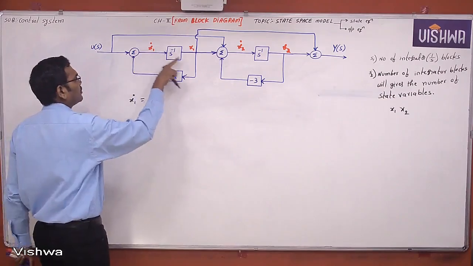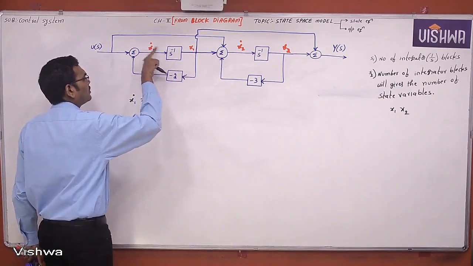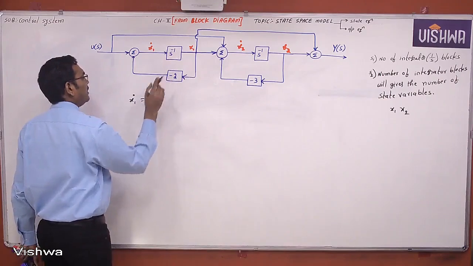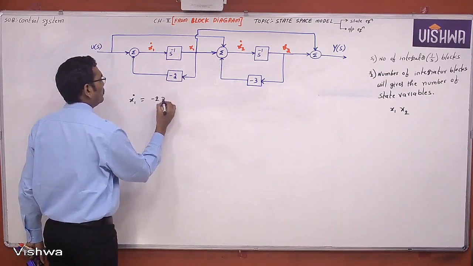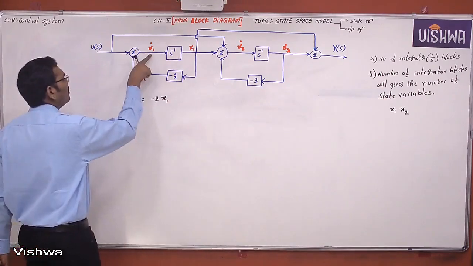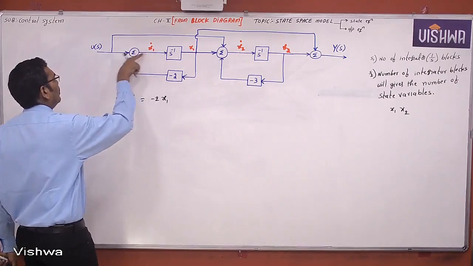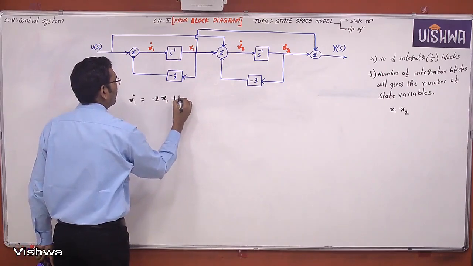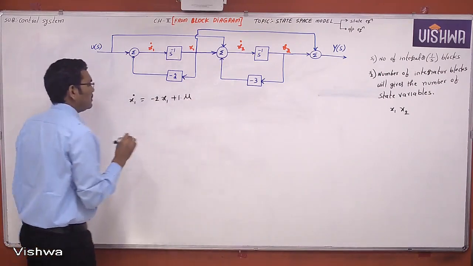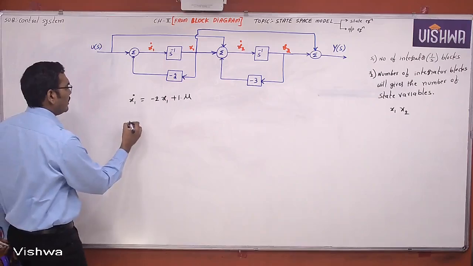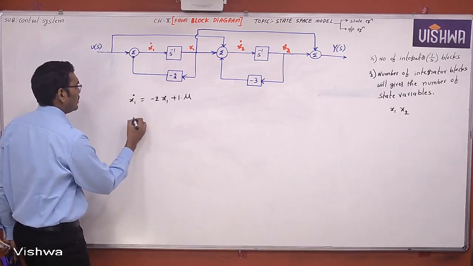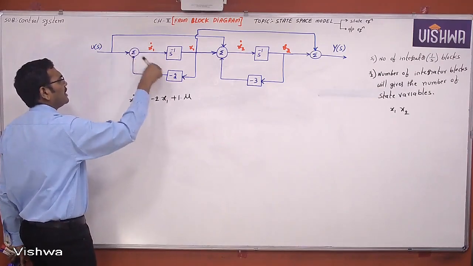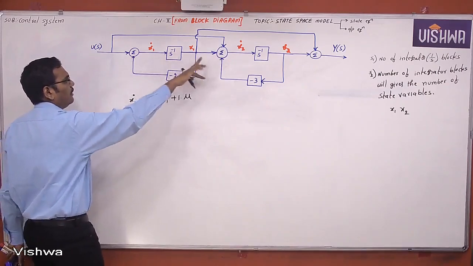So what is x1 dash? Who is coming to x1 dash? x1 is coming with a gain of minus 2, so minus 2 x1. Now who else is coming to x1 dash? One more is coming, and that is u, with a gain of 1, so 1 into u. This is x1 dash. Is there anybody else coming to x1 dash other than these two? No, that's it.